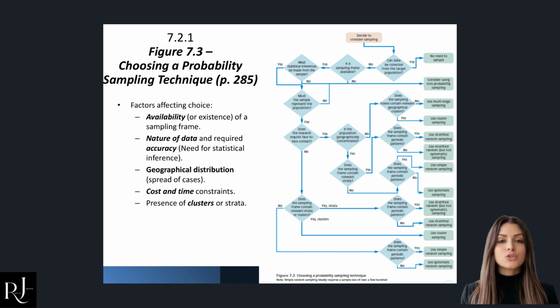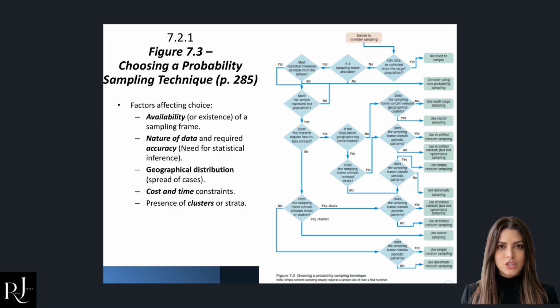You need to think about whether you need high-level statistical inference. For instance, if you're conducting a medical study to test the effectiveness of a new drug, you'll need a high level of accuracy and statistical inference. You'll want a technique that can provide precise results, like stratified random sampling. This way, you can ensure that different subgroups within the population, such as different age groups or genders, are represented accurately. Third is the geographical distribution of your cases.